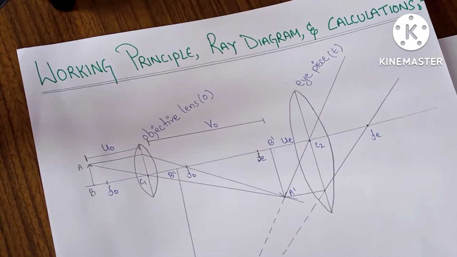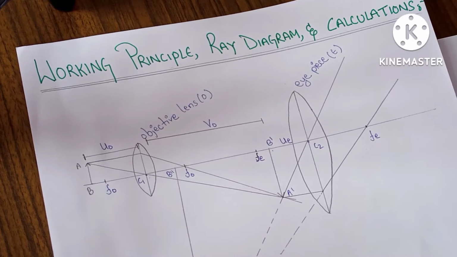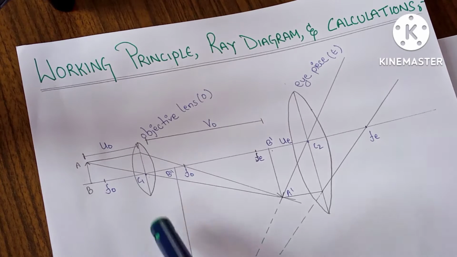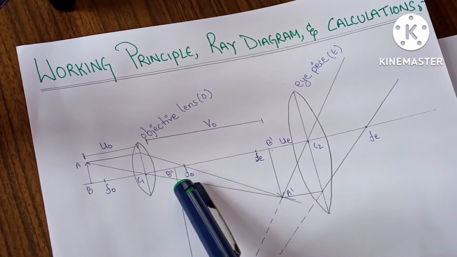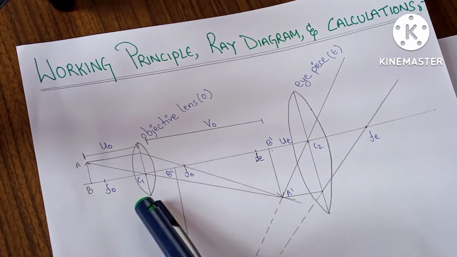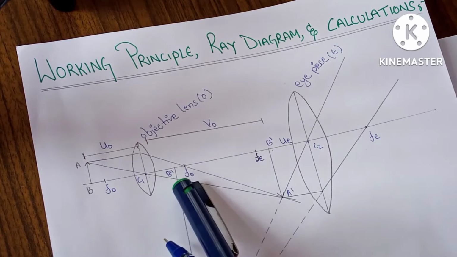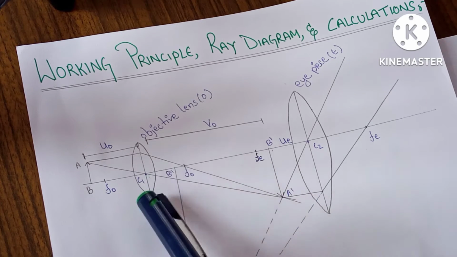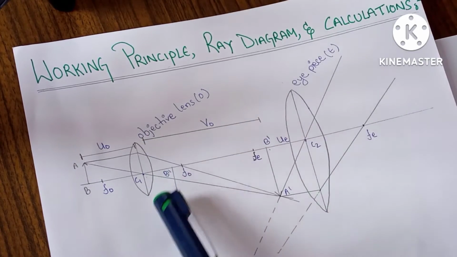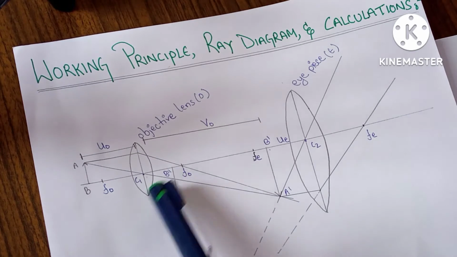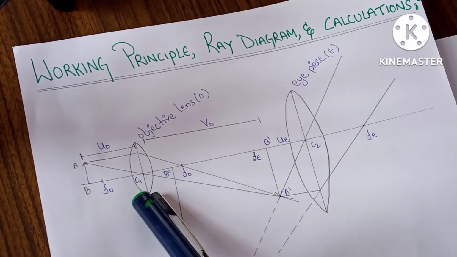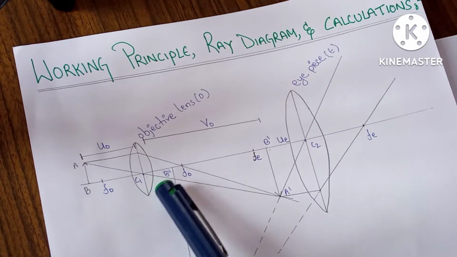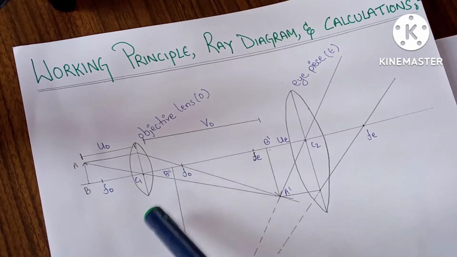For the ray diagram part, we need two lenses, as we already know that a compound microscope is made of two lenses. Both are convex lenses, which means they are converging lenses. And as for the focal length, we have to take a small focal length as well as a small aperture. We take the focal length small because the aperture of this lens is small, and since the aperture is small, it is necessary to take the focal length small.